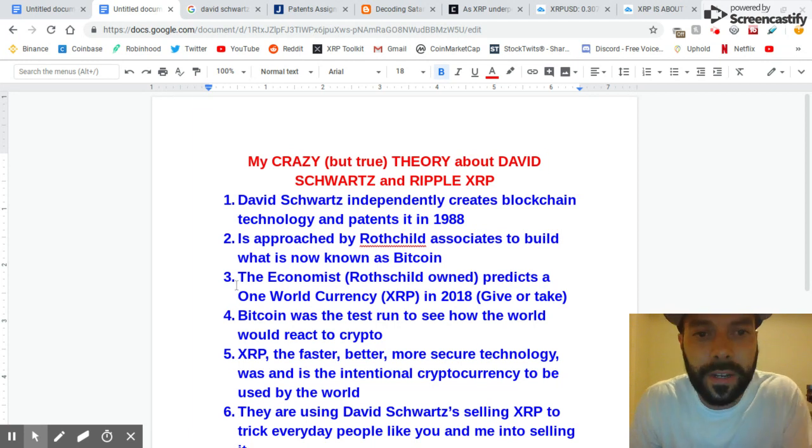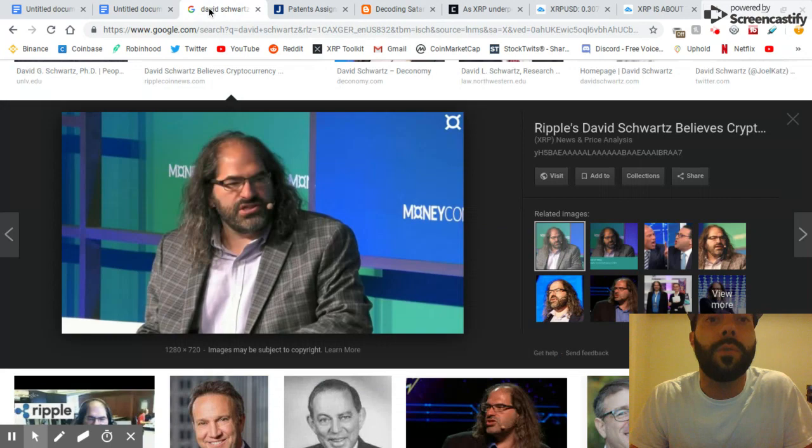Now, The Economist, Rothschild owned, if you guys didn't know that, the magazine The Economist, predicts a one world currency, which in this case would be XRP, in 2018, give or take, because they probably didn't know exactly what year, but they probably went to the nearest year, which was around 2018. They were probably guessing it would be about 30 years from then, which is probably about right.